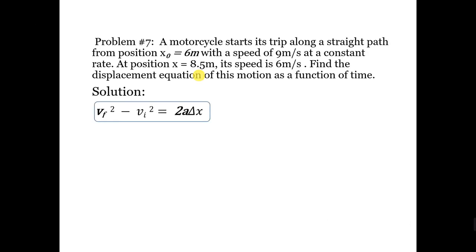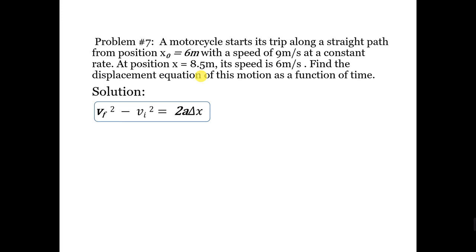Now let us solve problem number 7. A motorcycle starts its trip along a straight path from position x sub 0 equal to 6 meters with a speed of 9 meters per second at a constant rate. Now at position x equal to 8.5 meters, its speed is 6 meters per second. The question is, find the displacement equation of this motion as a function of time.